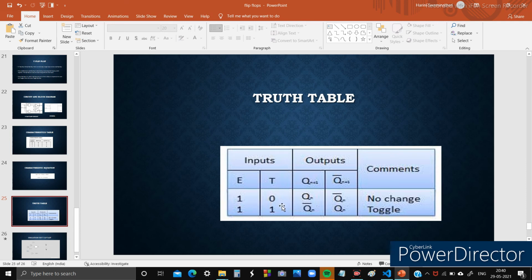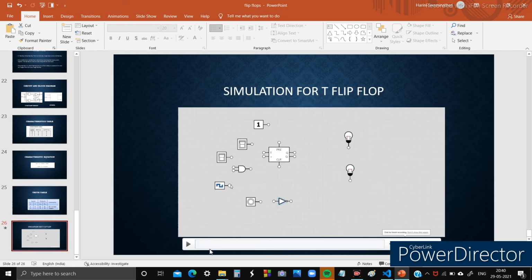For the truth table, by giving enable input equal to 1 as standard, by giving 0 at T, there is no change in the state, and by giving 1, a toggle happens.